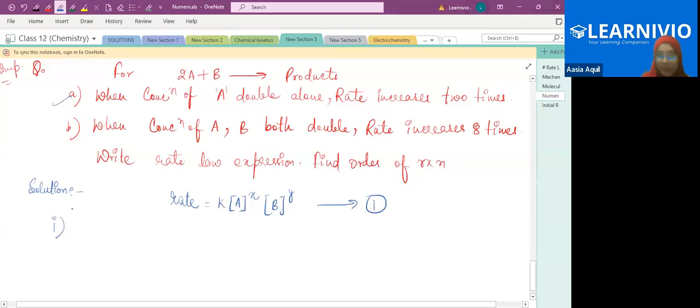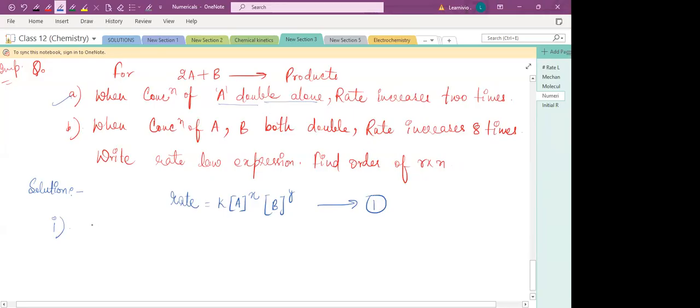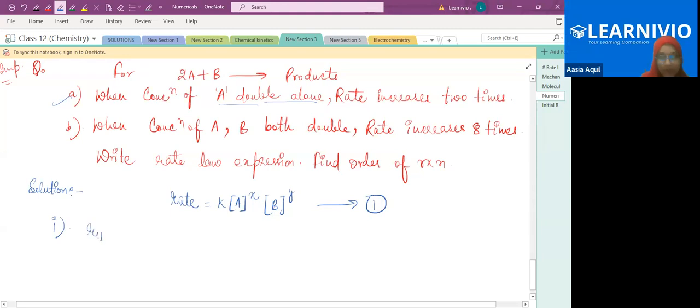In the first part, what are the conditions given? Only A is doubled. The concentration of A is doubled, right? Because the rate also becomes 2 times. So suppose the initial rate was R1, right? So R1 is equal to 2R in the first case, when you increase the concentration of A. So the rate of reaction also becomes double. So R1 is equal to 2R.